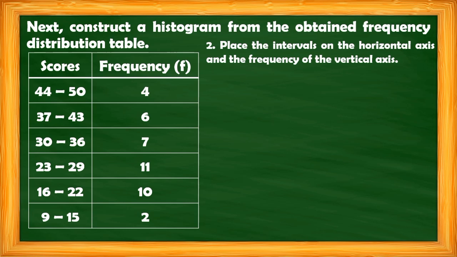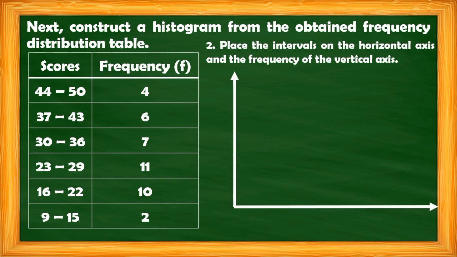Next, place the intervals on the horizontal axis and the frequency on the vertical axis. So, ito yung ating vertical and horizontal axis. So, ipi-place natin yung intervals, yung 44 to 50, 37 to 43, ayan, hanggang 9 to 15 sa ibaba. Ayan po. Nakikita nyo nasa ibaba ng horizontal axis. And then, yung frequency naman, ilalagay naman natin siya dito sa vertical axis.